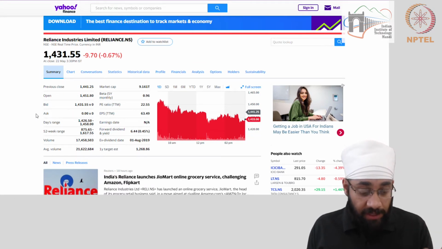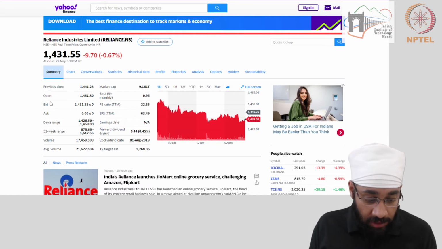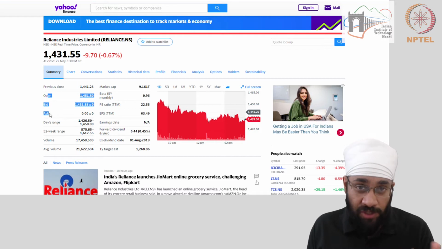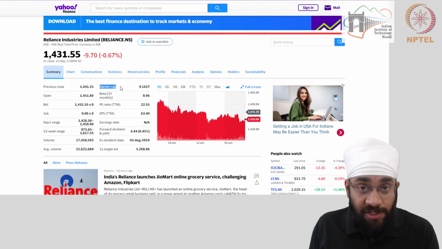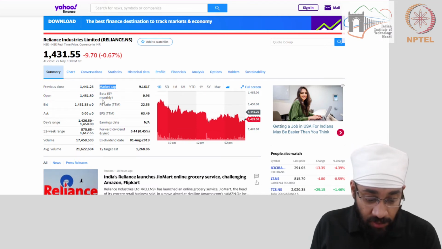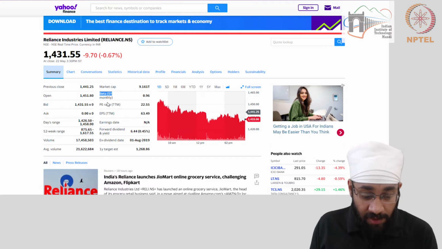So in the landing page, you see it gives you previous close, open, bid, ask. This is about the share prices. You look at the second column, you have market capitalization, which we know what it is. You have beta, which we do not want to talk about right now. PE ratio is something we know. Earning per share, we know.